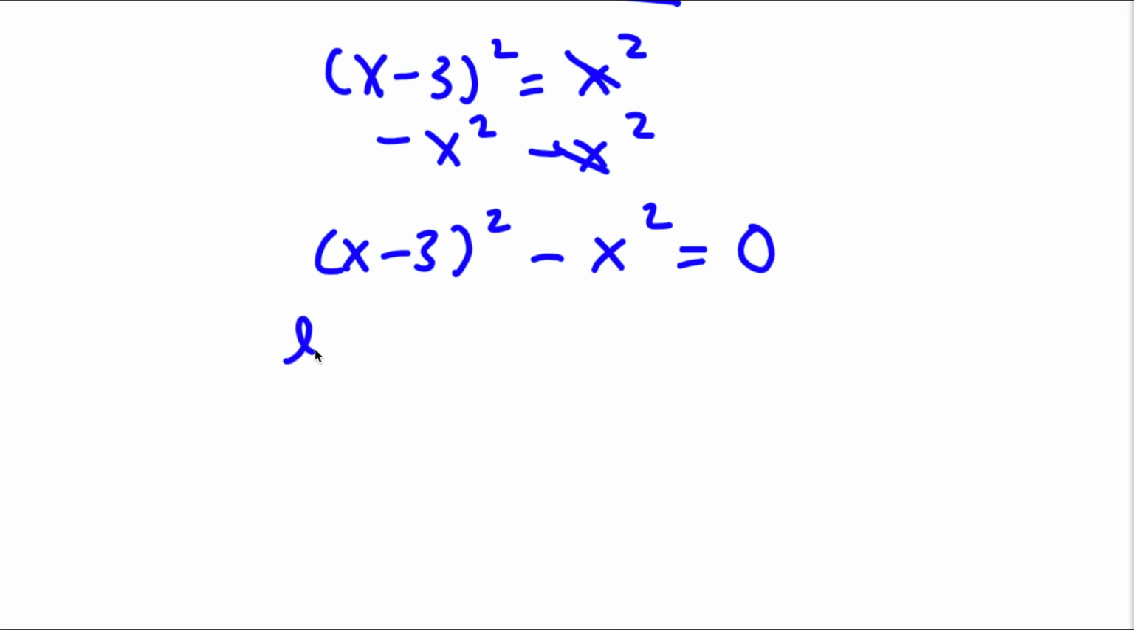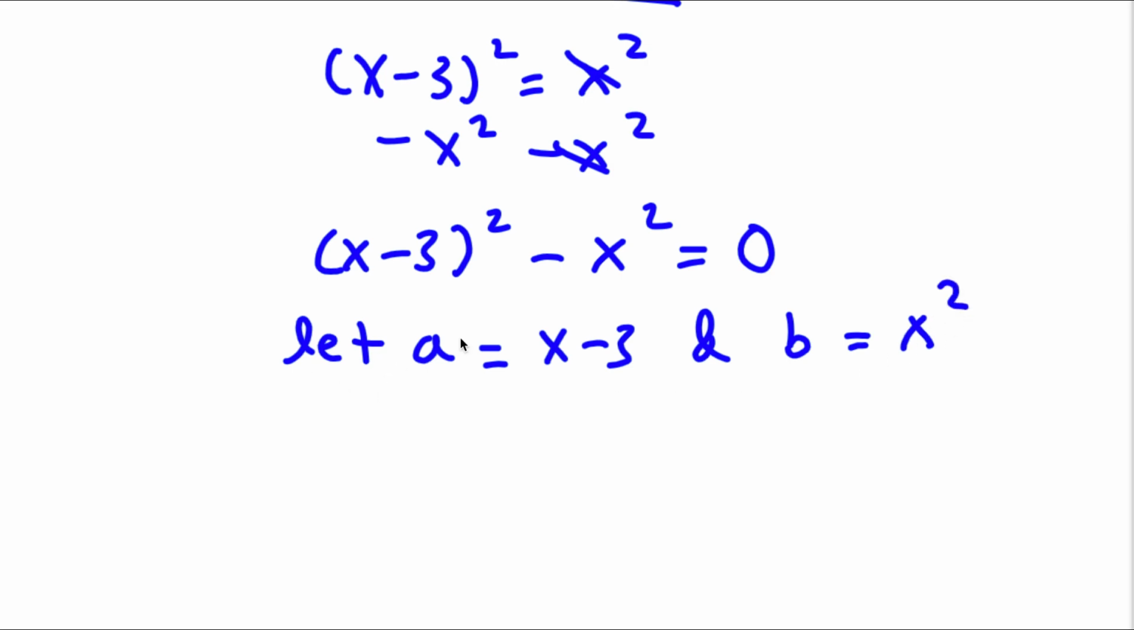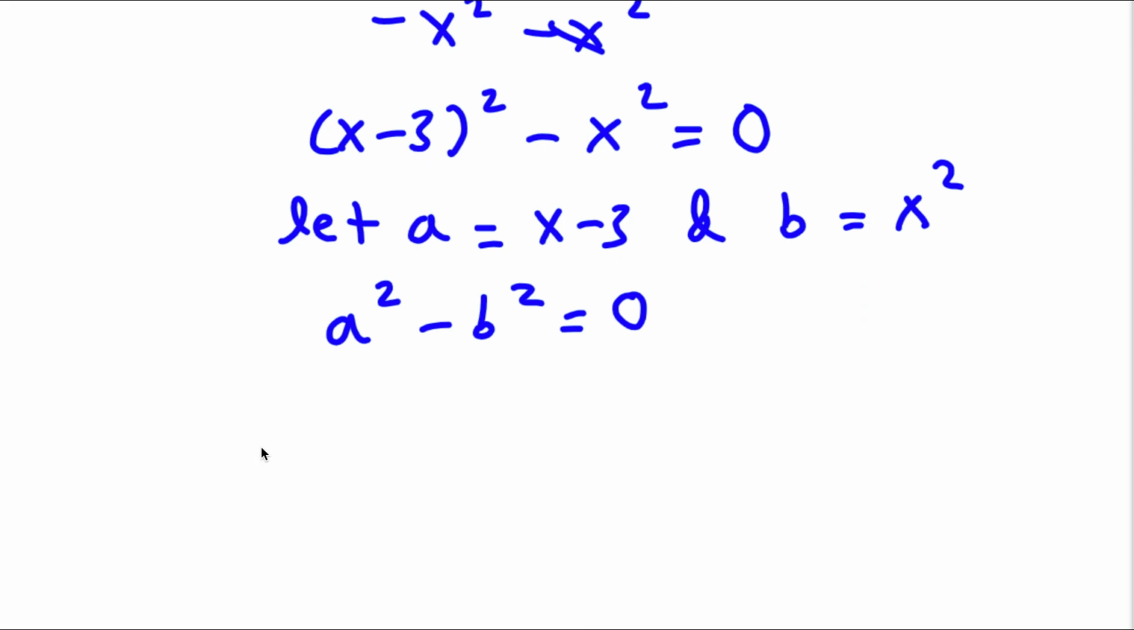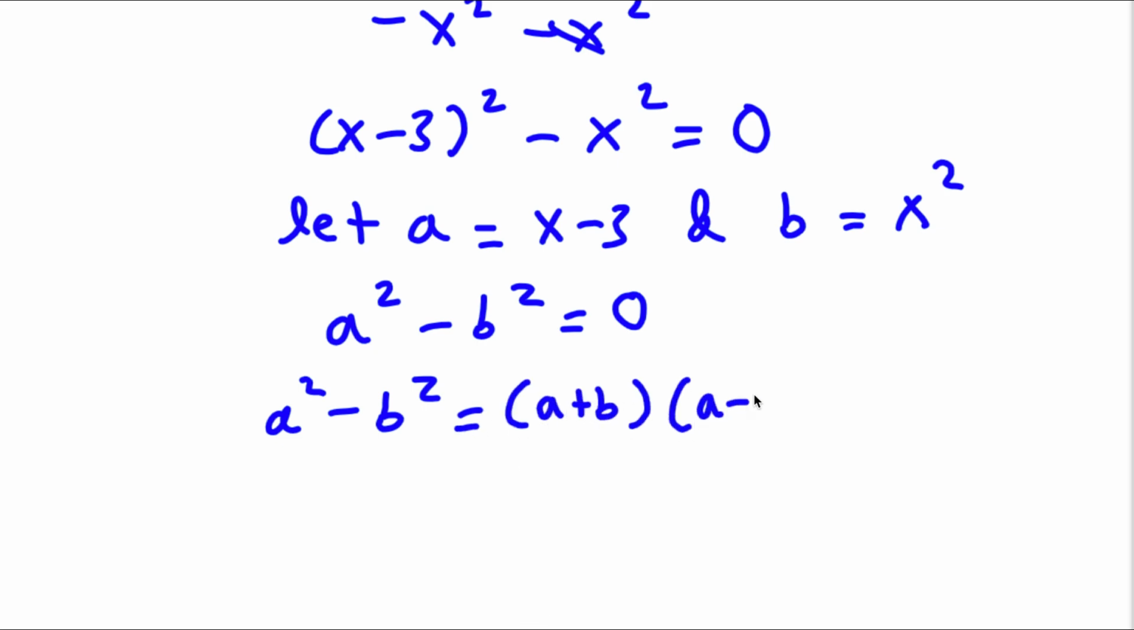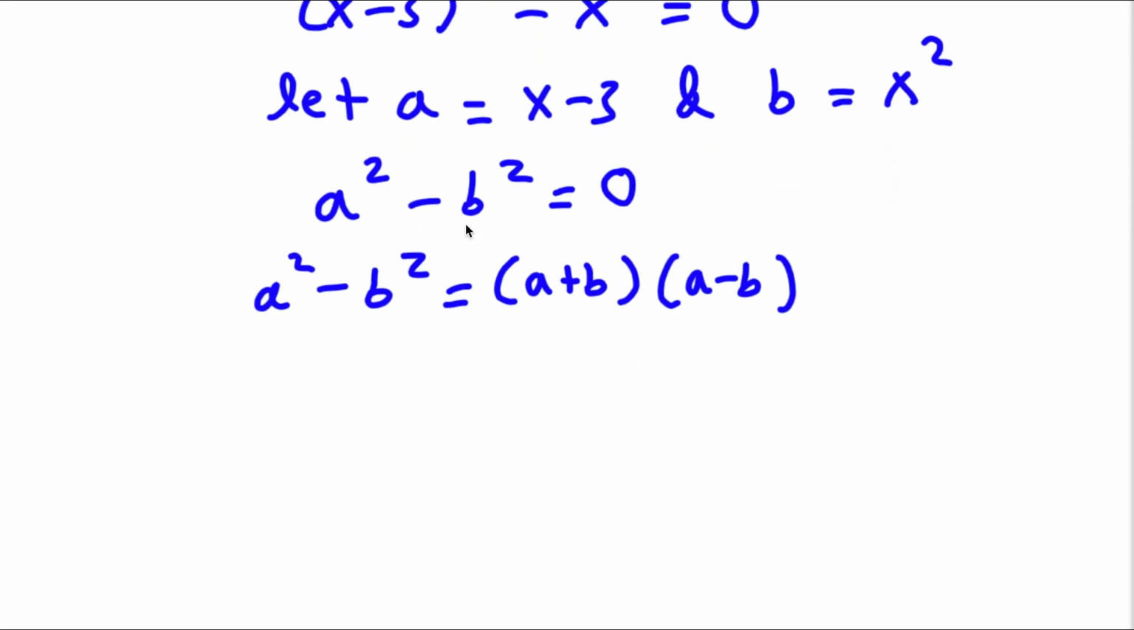Now, we can let the variable a equal x minus 3, and we can let the variable b equal x squared. So now if I substitute these values in for a and b, I have a squared minus b squared is equal to 0. Now, if I have something in the form a squared minus b squared, this is actually equal to (a plus b) times (a minus b). So now I will have (a plus b) times (a minus b) is equal to 0.